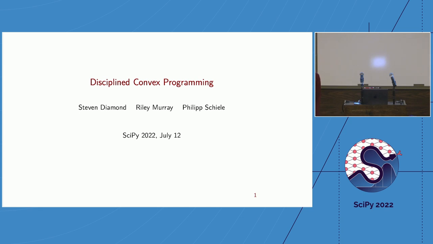So, in this talk, I'm going to cover one of the most important things when it comes to using CVXPY, namely, how do you get it to accept a problem and not yell at you with an error saying problem is not DCP. That's something that you'll hopefully see with decreasing frequency as you use CVXPY over time.